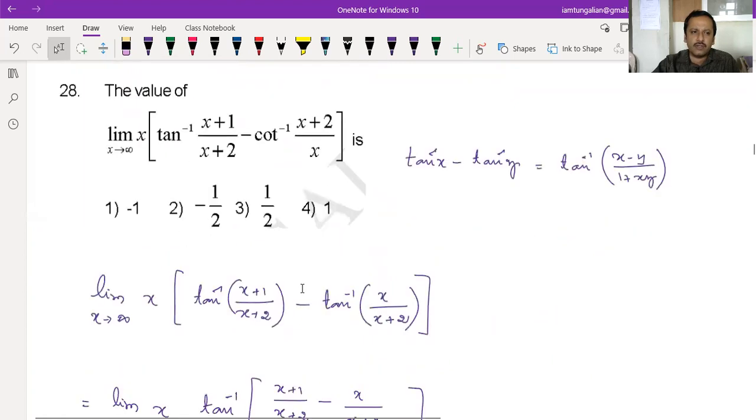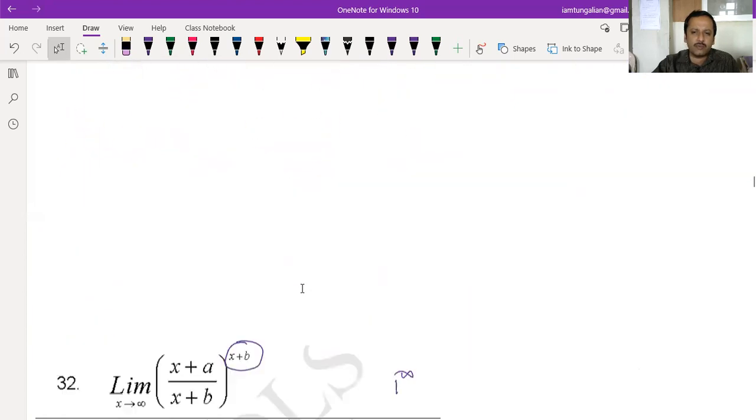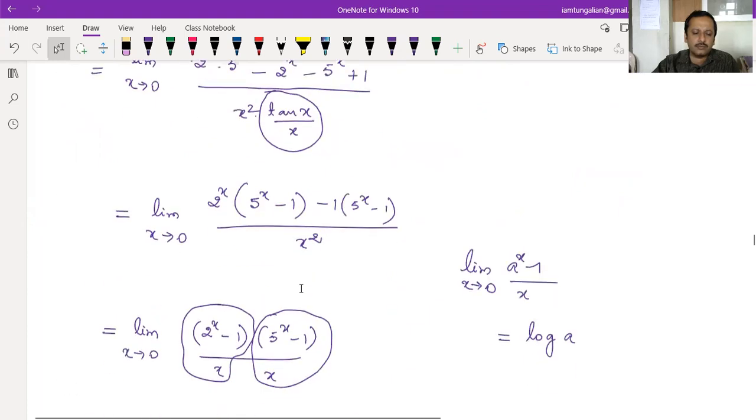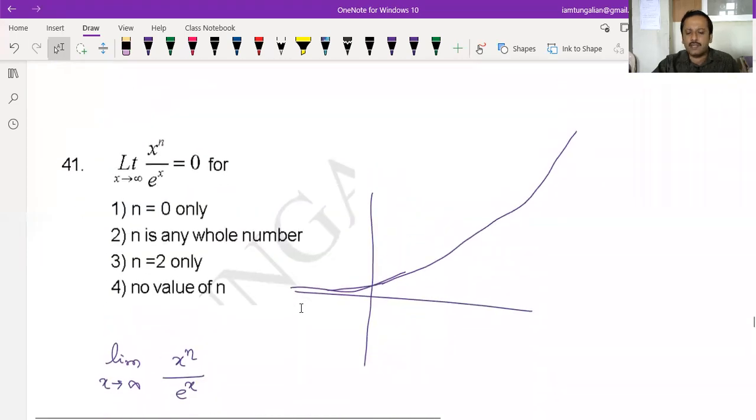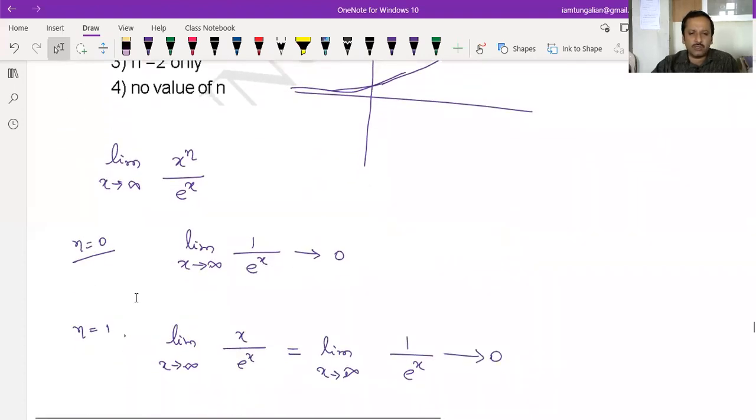Okay, then 41st question, one doubt from 1. 41. Limit as x tends to infinity of x^n / e^x equal to 0 for n equal to 0 only, n is any whole number, n equal to 2 only, no value of n. Okay, so I'm putting different values for n. First I'll put n equal to 0. If I put n equal to 0, x^0 is 1, so 1 by e^x. Now as x tends to infinity, e^x will also tend to infinity.